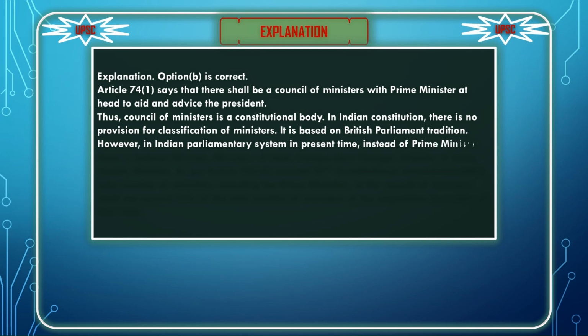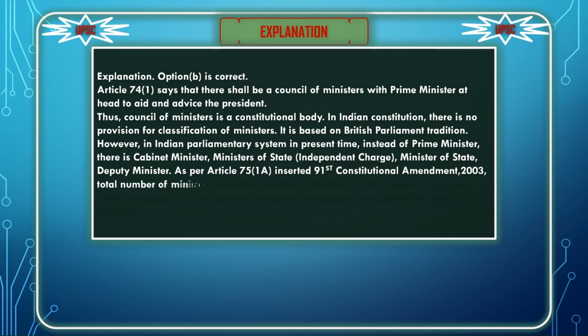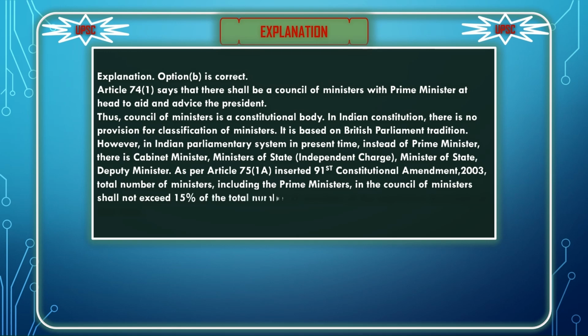However, in the Indian parliamentary system at present, besides the Prime Minister, there are Cabinet Ministers, Ministers of State with Independent Charge, Ministers of State, and Deputy Ministers. As per Article 75(1A), inserted by the 91st Constitutional Amendment, 2003, the total number of ministers, including the Prime Minister, in the Council of Ministers shall not exceed 15% of the total number of members of the Legislative Assembly of that state.